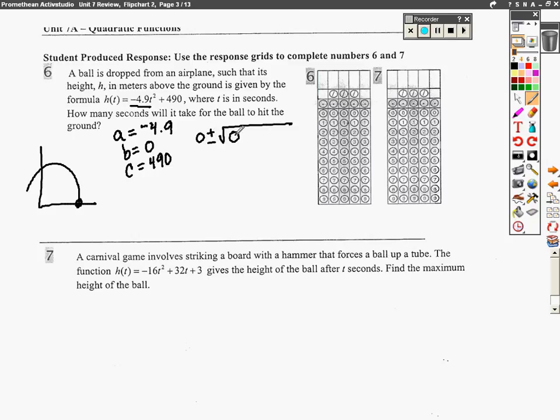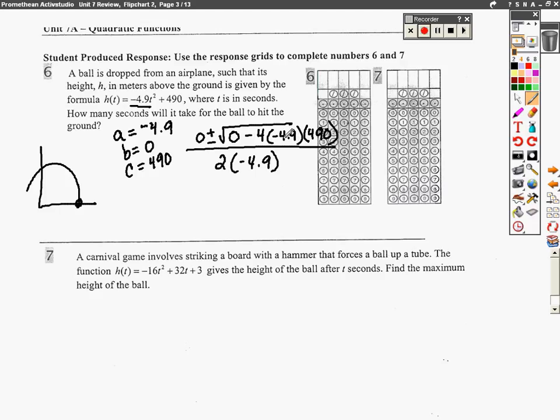0 squared is just 0, minus 4 times a times c, which is 490, all over 2 times a, which is -4.9. So first thing I'm going to do is solve this: -4 times -4.9 is 19.6. So this is 19.6, and it's positive because you had a negative times a negative.